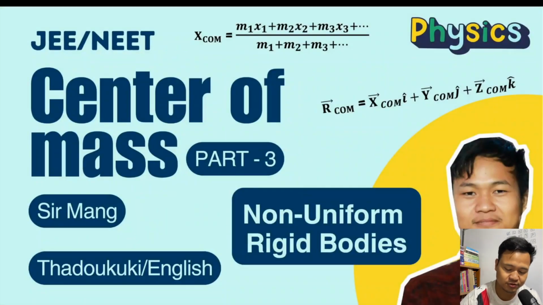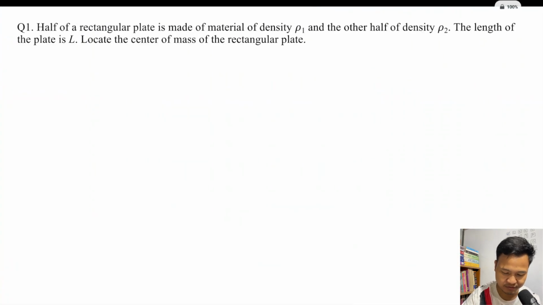Hello, in the last video we covered center of mass for uniform rigid bodies. Now we move on to non-uniform bodies, where the mass distribution is uneven, and moment of inertia. But just before we go into the non-uniform part, let's solve one question.